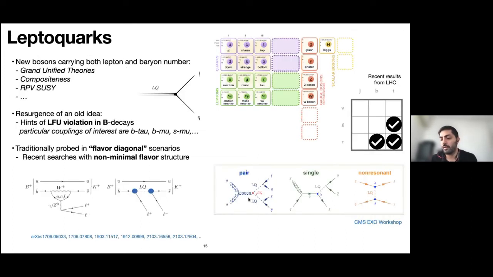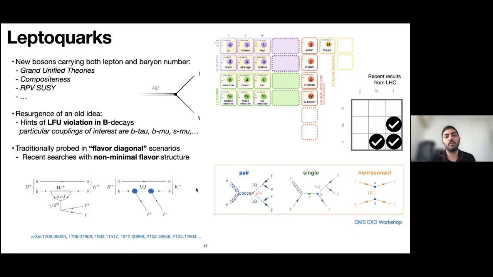Okay, let's switch to our final subject, leptoquarks. These are, as you probably know, as the name suggests, new bosons carrying both lepton and baryon number. And they are commonplace in theories besides SUSY, like grand unification and compositeness. Of course, this is not a new idea. This is quite an old idea, I would say. But it has enjoyed recent popularity due to lepton flavor universality violation hints in B decays, particularly couplings to Bs, taus, and muons.